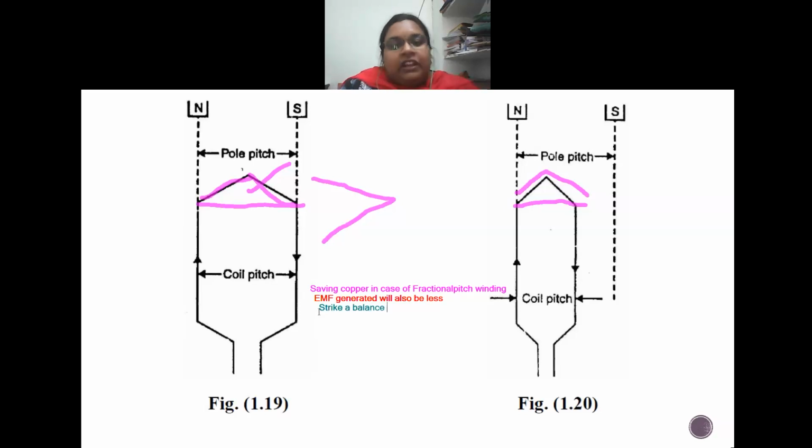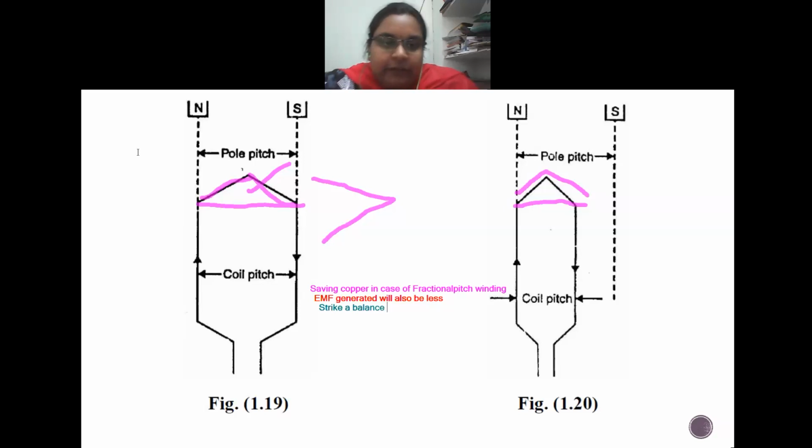We need to strike a balance between these two and then understand what fractional pitch winding can be taken. That is, whether going for fractional pitch winding will be useful for us, or going for full pitch winding will be useful for us. That will be decided by these factors. So we need to make sure that the EMF generated is not too low, and we are not at a loss by taking a fractional pitch winding.